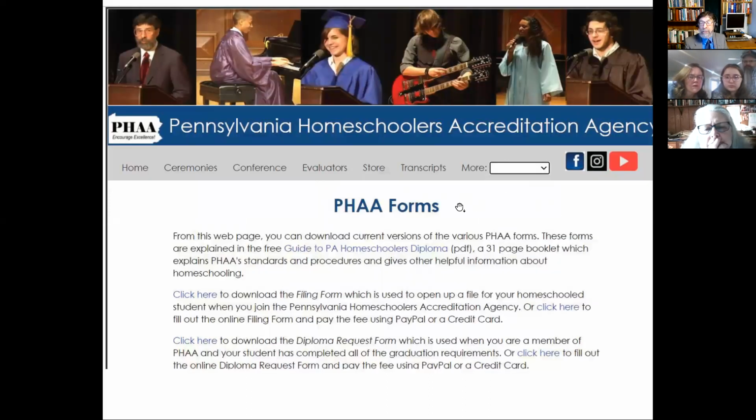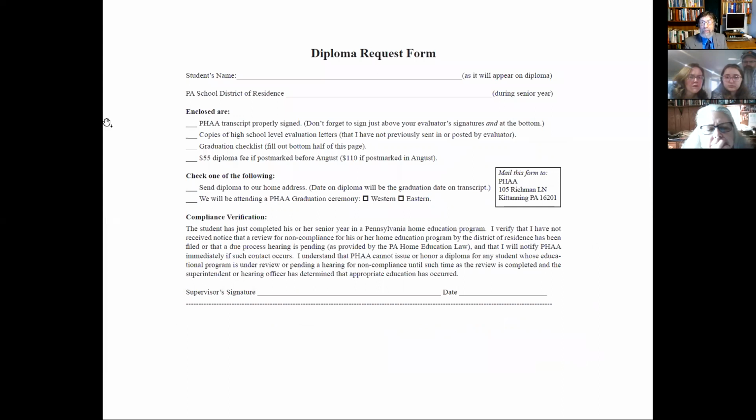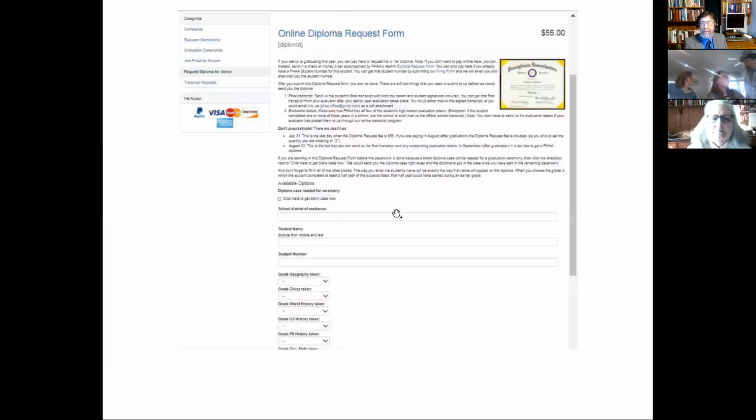That graduation checklist, though, can be found in PHAA forms. Again, click on more. You can also find them in the diploma guide. Here's what our diploma request form looks like. It has the same compliance verification language as was on the transcript. And here's what our online form looks like. Again, you put down what grade you took, what year you took each one of those courses in.